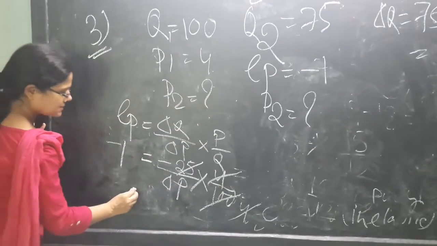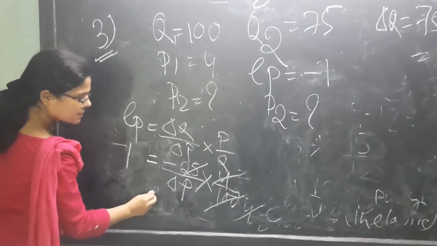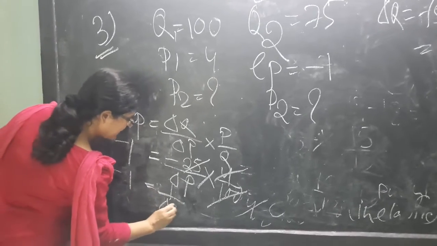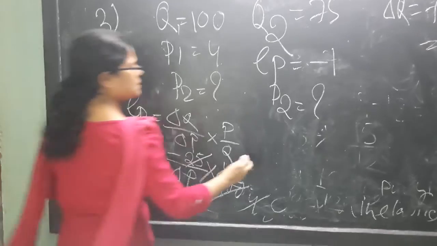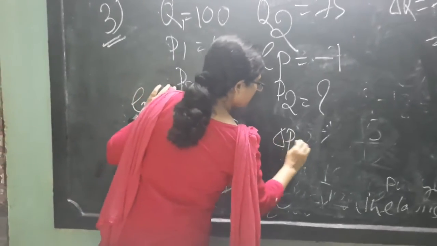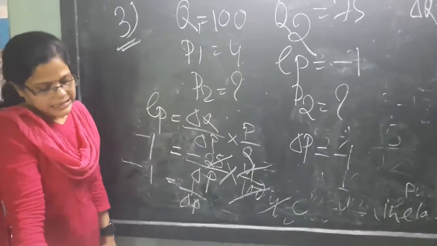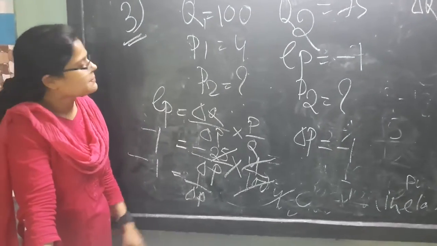So what is the answer? 1 equals 1 by delta P. So what is the answer? Delta P equals -1. Write it down, everybody. The delta P is -1.